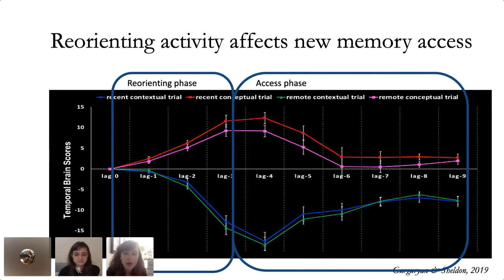Also from this plot, you should notice that the only pattern for the contextual trials is maintained when thinking about the details of those related memories, suggesting that those context details are more similarly processed in the brain across related events.